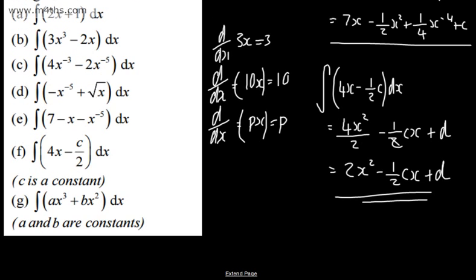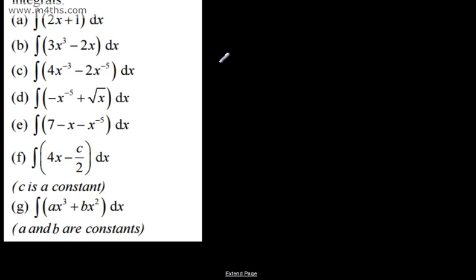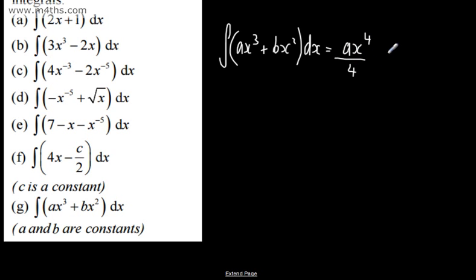Okay, let's move on and do the last one. Here we've got the integral of ax cubed plus bx squared with respect to x. a and b are constants. So the variable we're integrating with respect to is x. It's not a, it's not b. So the integral of ax cubed plus bx squared, integrating with respect to x, gives ax to the power of 4 divided by 4 plus bx to the power of 3 divided by 3 plus our constant of integration.